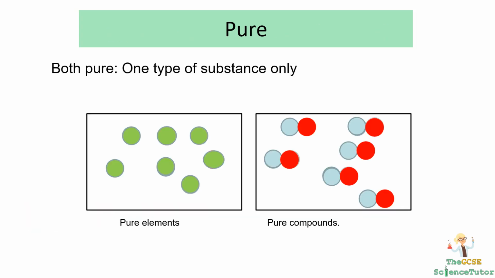Another key concept in chemistry is the idea of purity. If something is pure, there is one type of substance only. For example, you may have pure elements, as we see here on the left. This may be something like pure iron. On the right, we have again a pure substance, but this time it is a pure compound. For example, this might be pure salt or pure sodium chloride.